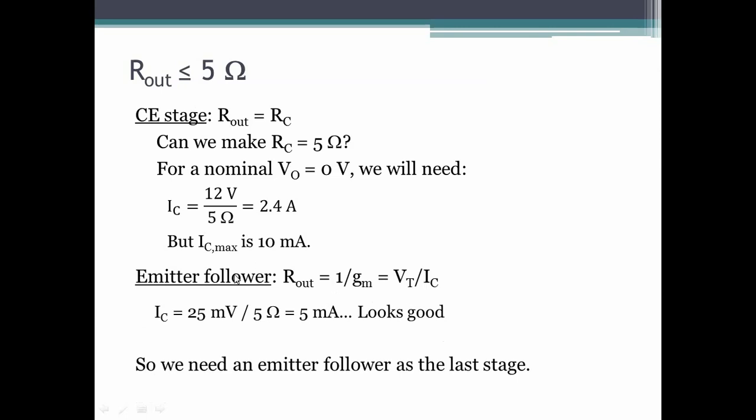For an emitter follower, the output resistance is 1 by Gm. Again, we've seen this before. 1 by Gm is Vt by Ic. So Ic is Vt by R out, 25 millivolts by 5 ohms, 5 milliamps, which is doable because Ic is within our range of 1 to 10. Which means that our last stage will also have to be an emitter follower to get the output resistance to be 5 ohms.